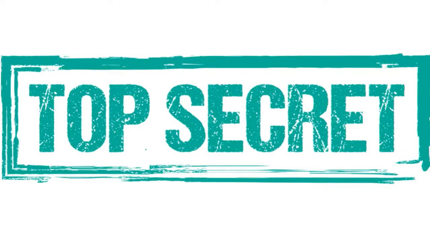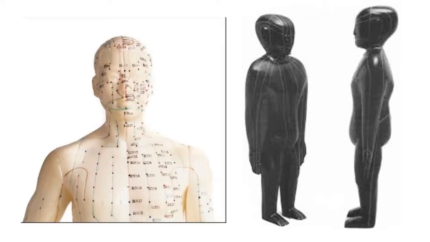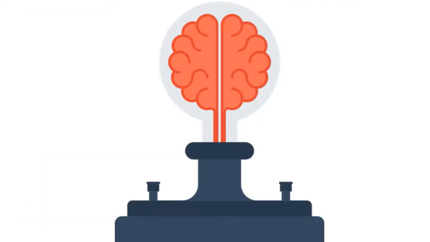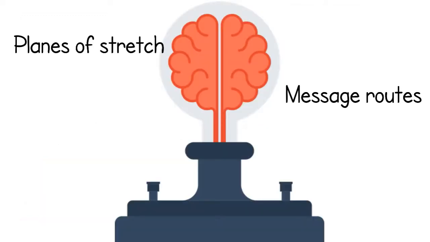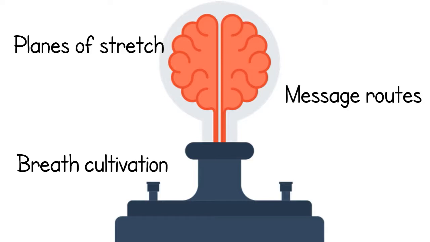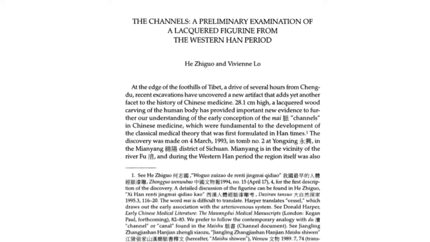The most significant discovery was a black lacquered wooden carving of the human body that looks similar to the meridian anatomical chart we use today. Planes of stretch, massage routes, and the means by which qi descends in the body in breath cultivation are all plausible, based on the research article named The Channels: A Preliminary Examination of a Lacquered Figurine from the Western Han Period.